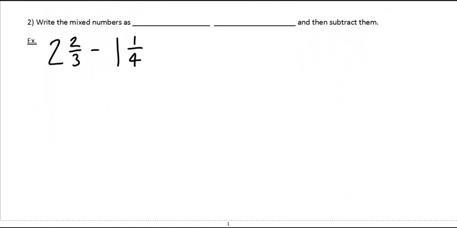Okay, so our second strategy is to write our mixed numbers as improper fractions, and then just subtract them. This way is nice because we don't have to worry about having the mixed numbers, having the whole numbers and the fractions to work with.